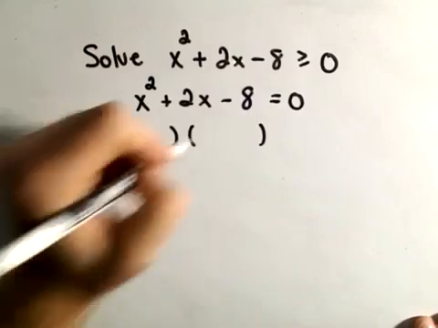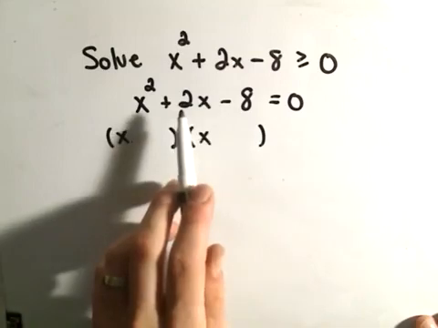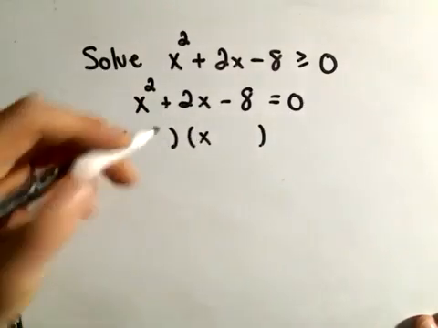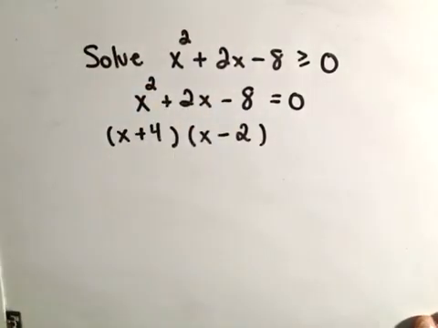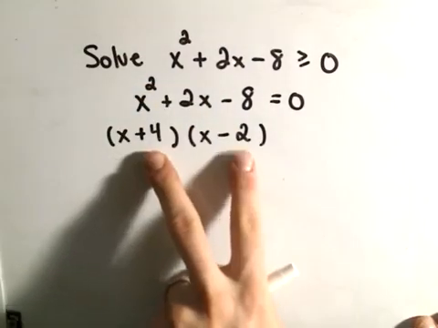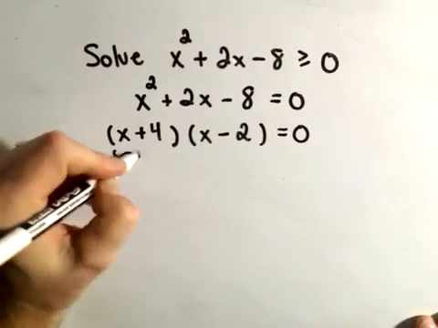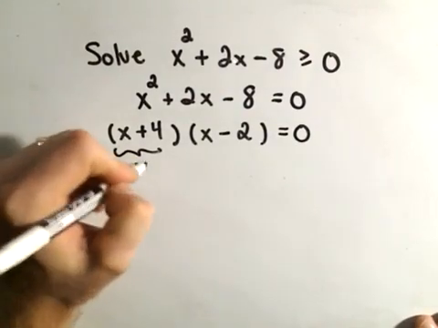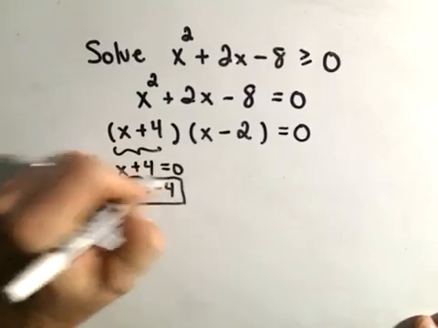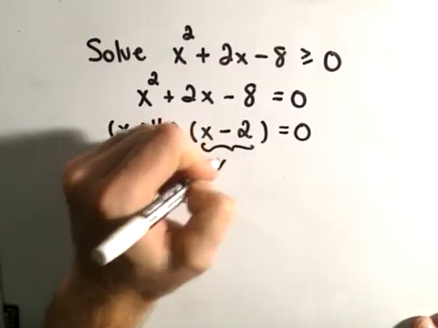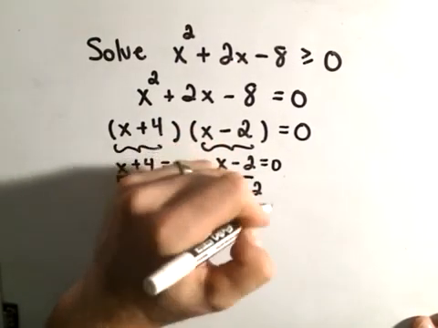So let's see, we'll have x and x. We need two numbers that multiply to negative 8 but add up to positive 2. Well, I think positive 4 and negative 2 would do that for us. So we'll get negative 8, and then we'll get our positive 2 in the middle, equals 0. Then we set each piece equal to 0. So we'll get x plus 4 equals 0, or x equals negative 4. We'll do the same thing with the other part, x minus 2 equals 0. So if we add, we'll simply get x equals 2.